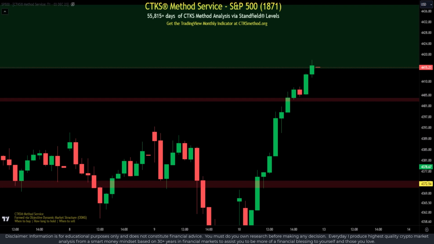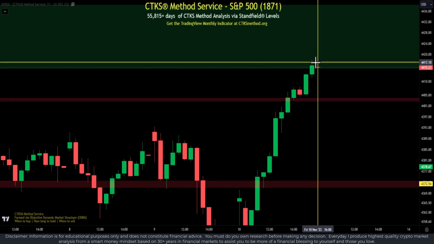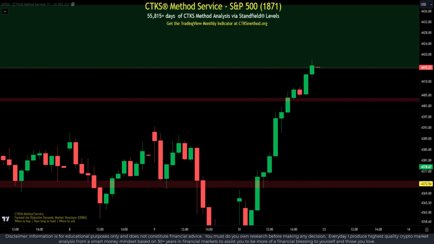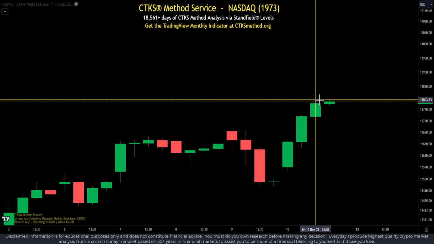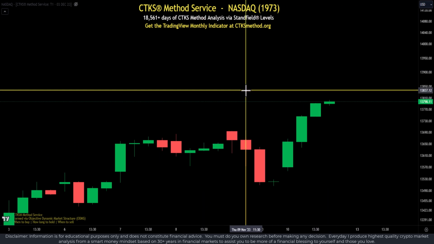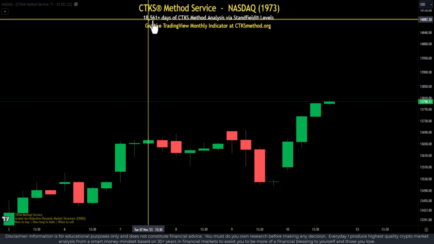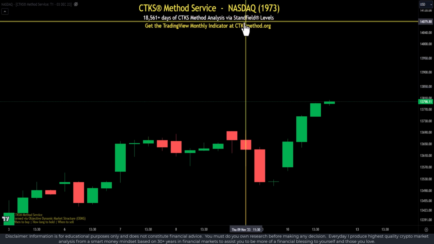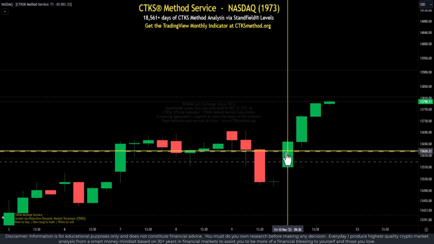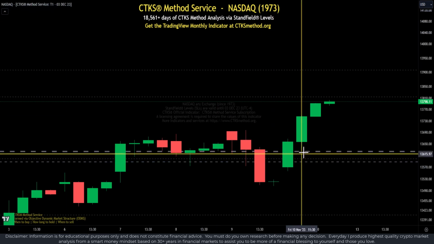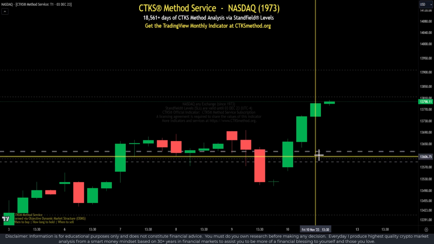But the problem to crypto is this: as the heat comes out of the main market, the heat comes out of all markets. What is happening with the NASDAQ is the same story. The NASDAQ has been trading for over 18,500 days. When we look at the SLs and just pop on the NASDAQ indicator, what do we see here? This is really good. This is positive structural news.